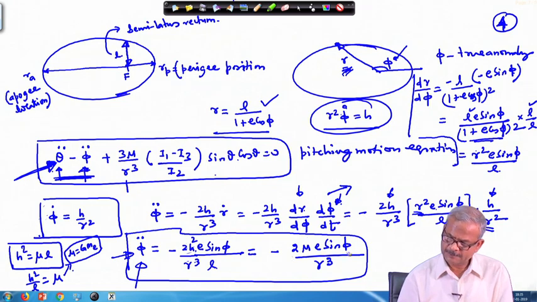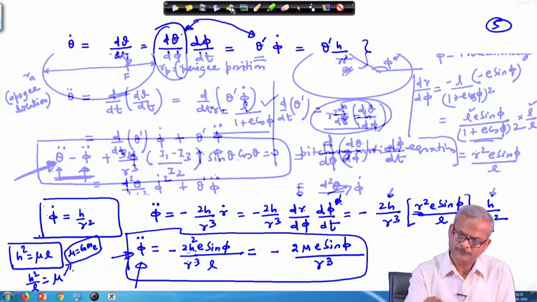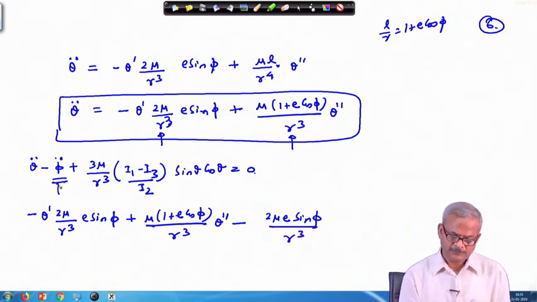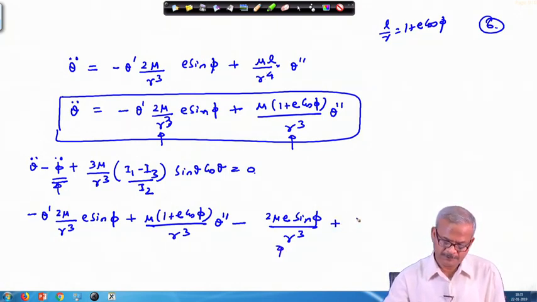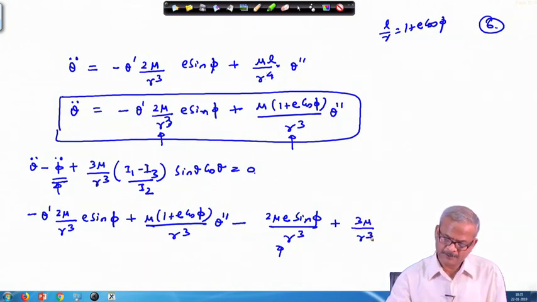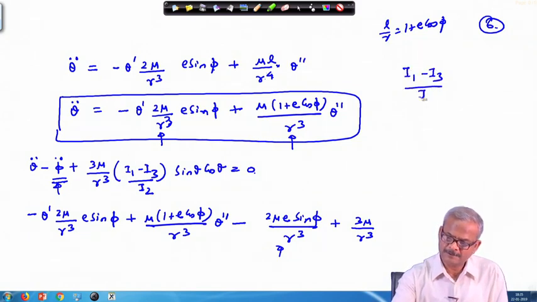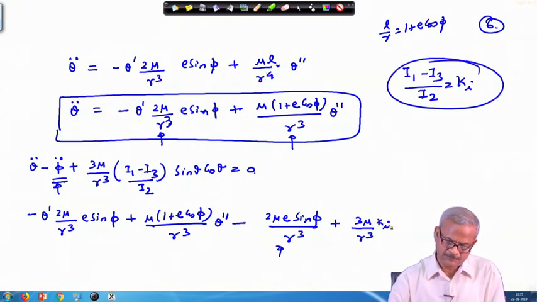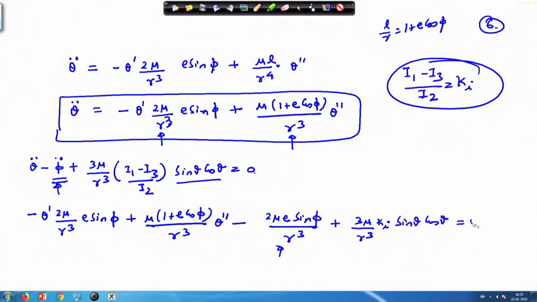This is minus 2 mu e sin phi divided by r cube. So, this is your phi double dot term, okay. And thereafter the other terms we need to put here, 3 mu by r cube, and let us write this term as usual, I 1 minus I 3 by I 2, this we have written as k I. So, we will write this as k I, okay, and then the rest of the terms, sin theta times cos theta. So, this equal to 0.